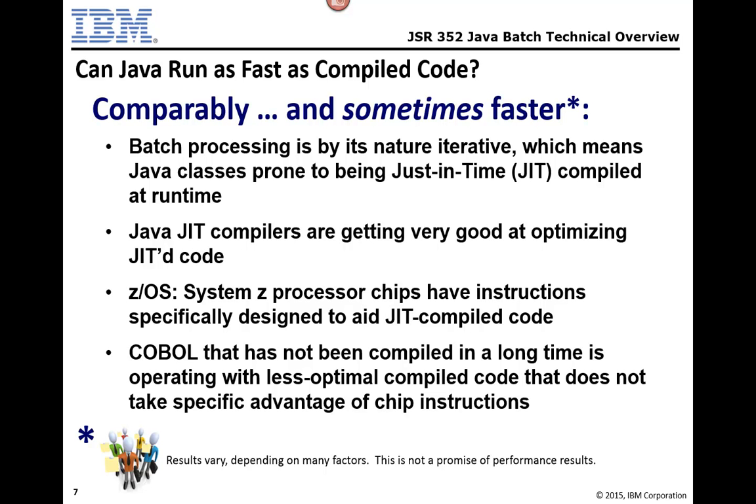How can that be? Java is an interpreted language, right? Java has what's called a just-in-time compiler, which compiles Java classes that are frequently used. Batch processing is iterative in nature, so Java batch programs are good candidates for code being just-in-time compiled. The just-in-time compiler, the JIT in shorthand, uses the latest developments in compiler technology. A lot of COBOL was last compiled many years ago with earlier compiler technology. Another thing to understand is that the System z processor chip has a lot of instructions that were designed to help the Java runtime operate faster. The JIT compiler knows about these instructions and uses them when it compiles the code. Again, COBOL compiled years or decades ago does not have this advantage.